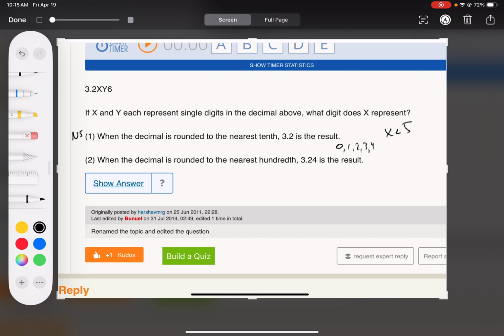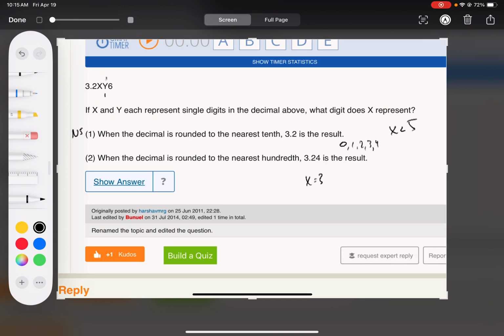Number two, when the decimal is rounded to the nearest hundredth, so that's where x is, 3.24 is the result. Okay, well, so we don't know y either. So it could be that y is 5 or larger, and that bumps it up. Like x is 3, and y is high enough to bump it up to 3.24.